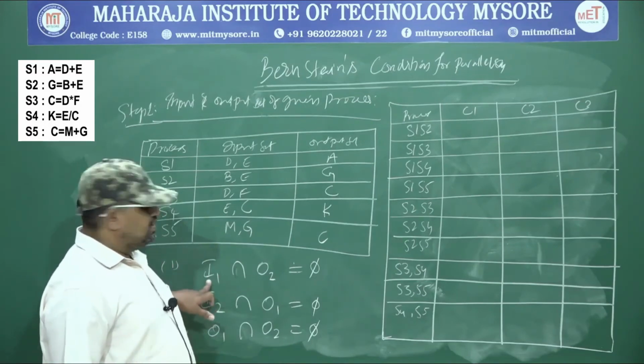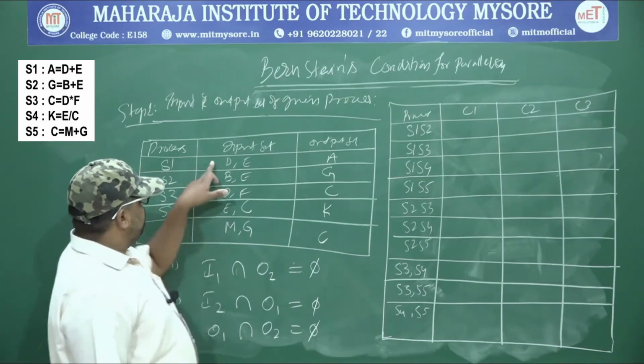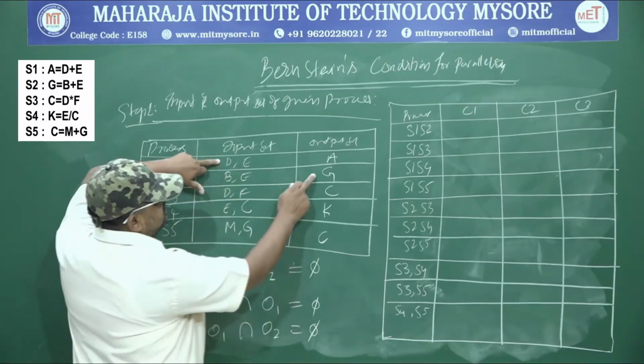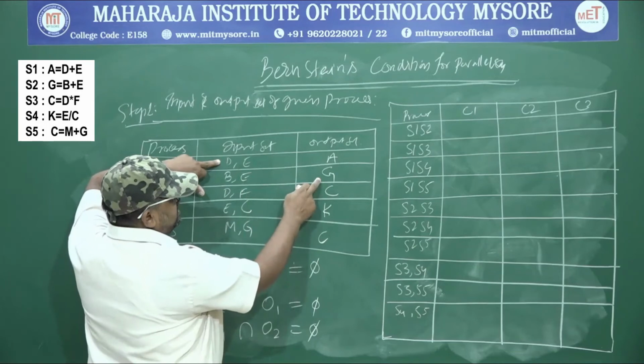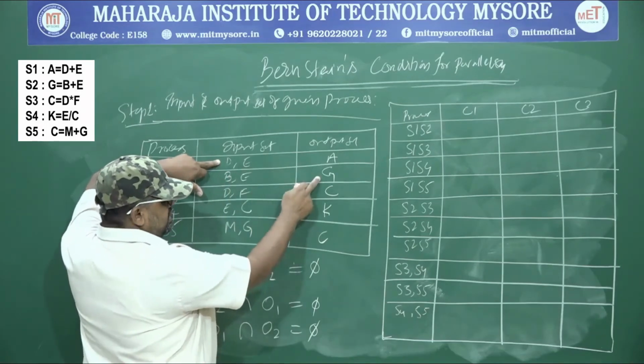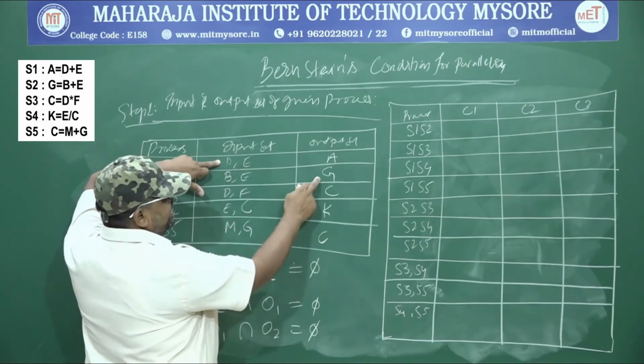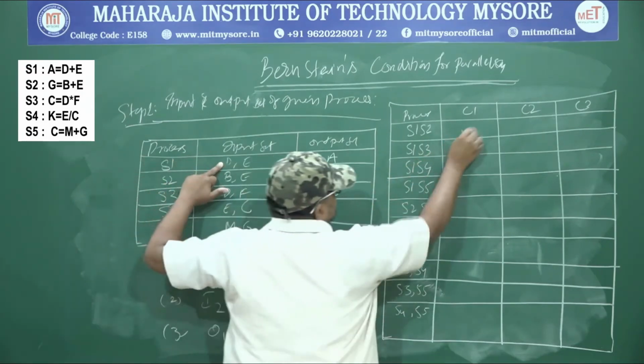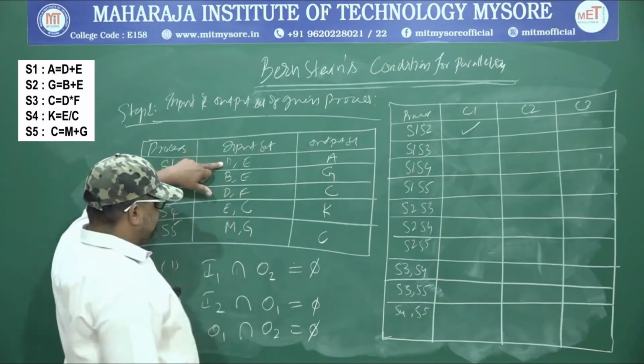So what is the first condition? Input of S1 is D and E, D and E intersection of G. Are there any common elements here? No. It is going to be null. Intersection of D and E and G is null. So this condition is verified.